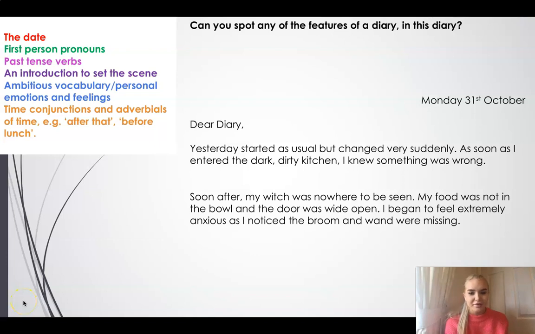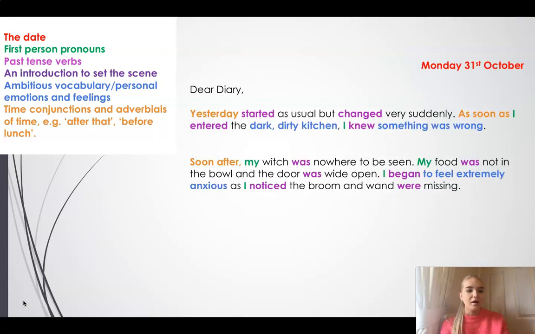So let's look at some of the features that I spotted in this extract from my diary. I spotted, first of all, I worked my way down and I found the date. I found the date because I know that it's in my right-hand corner at the top of my diary, or it could be in my first few sentences. But because I saw the date here, I could easily highlight the date in red.